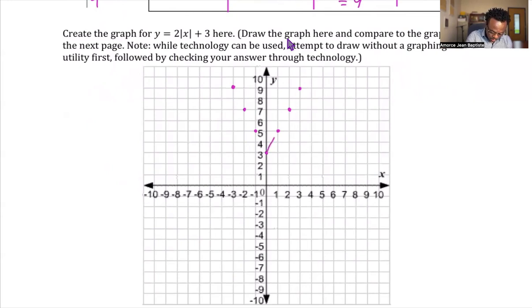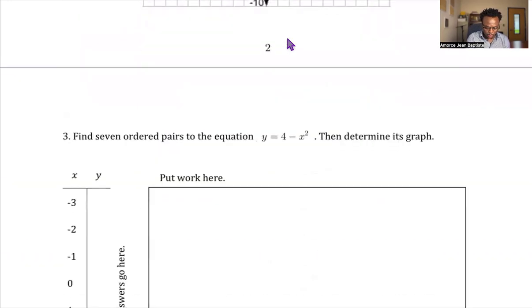So by connecting these dots, these ordered pairs, these points, we get the idea of what the pattern of this equation in x and y was. So that is the graph of the equation y equals 2 absolute value of x plus 3. We can have more of this.